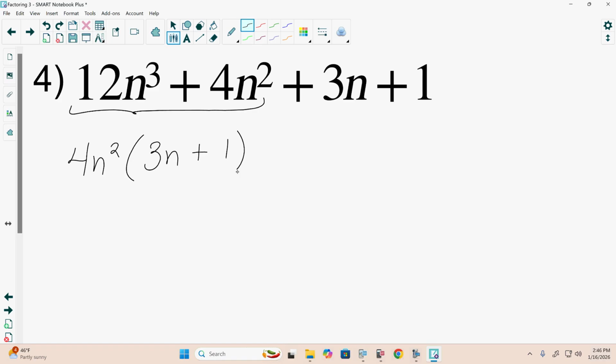Now we can do it just like we've been doing. I go and focus purely on the last two terms, looking for greatest common factor, going that route, yes?